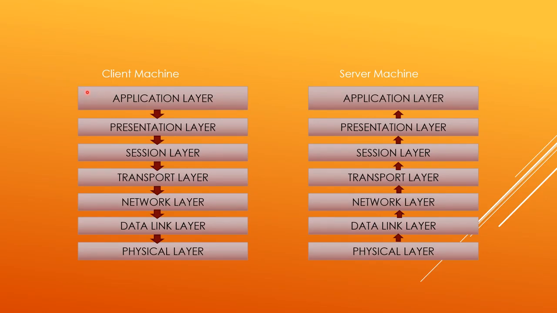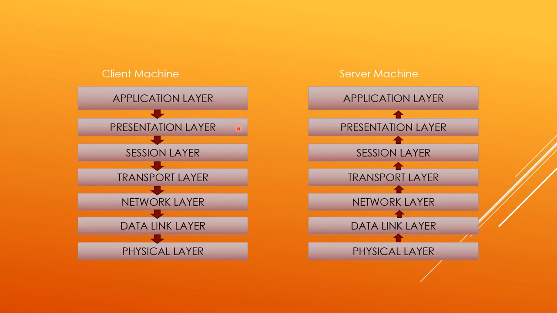So it will send the data to the presentation layer. Then the presentation layer is responsible to accept the data and transform that data into a form that is acceptable by the server machine. Because at the server machine, maybe some configuration will be different. So the presentation layer will decide how data will be presented and how data will be understood by the server machine.